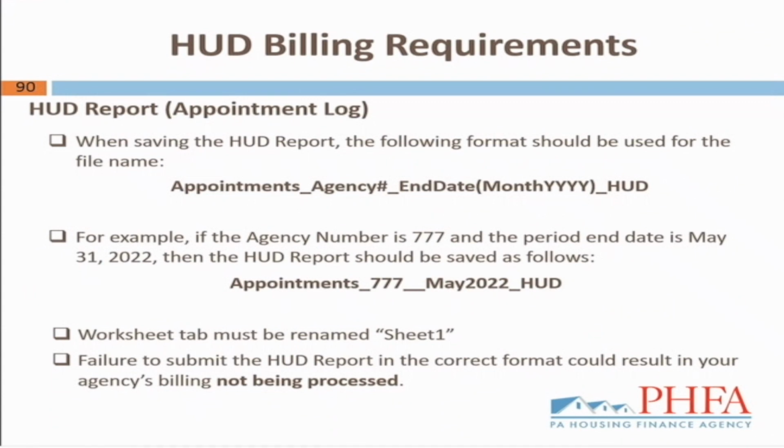Much like our other formats here, when saving the HUD report, show appointments, agency number, the end date, and HUD. So for our example here, it would be in the middle, appointments, 777, which is PHFA's agency number, May 2022, HUD. Worksheet tab must be renamed Sheet 1. Failure to submit the HUD report in the correct format could result in your agency's billing not being processed.